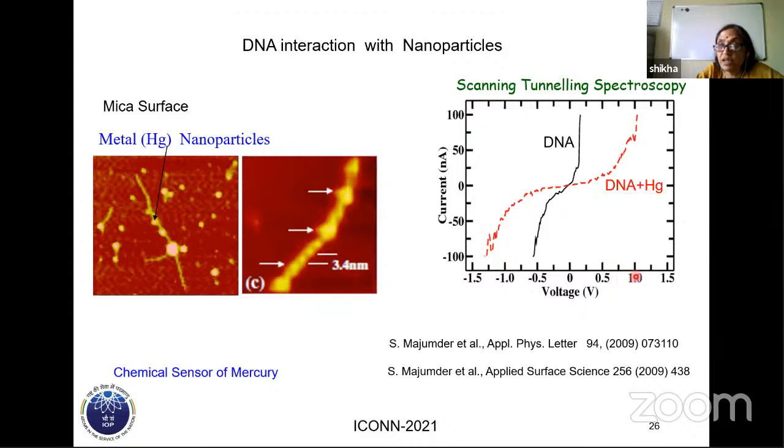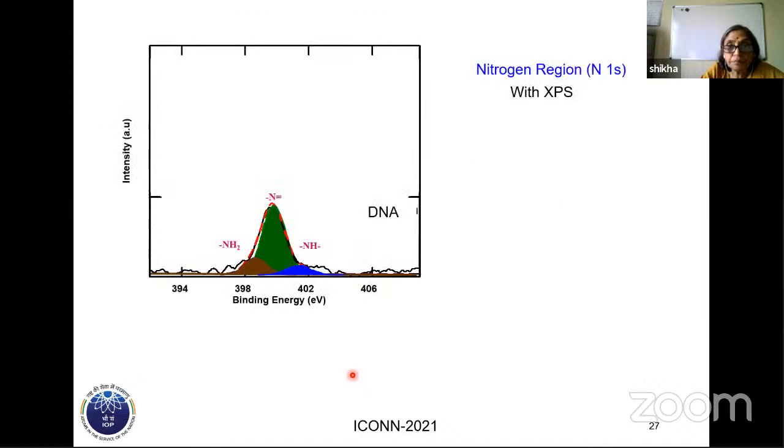This is the IV curve. Alone DNA, if you see it, the IV characteristic looks like something like this, semi-metallic. But once it has interacted with the mercury, the DNA IV characteristics have changed. They are all sitting on mica, but this DNA interacted with mercury. So DNA can be called a chemical sensor of mercury. It's able to sense the mercury through these IV characteristics.